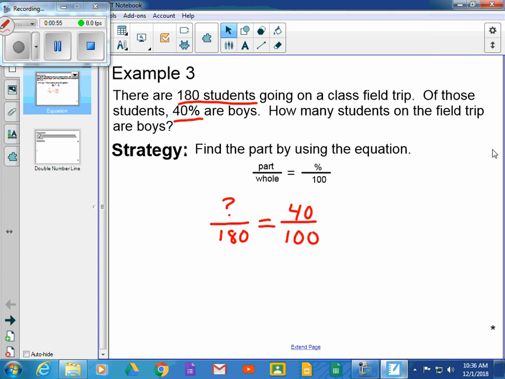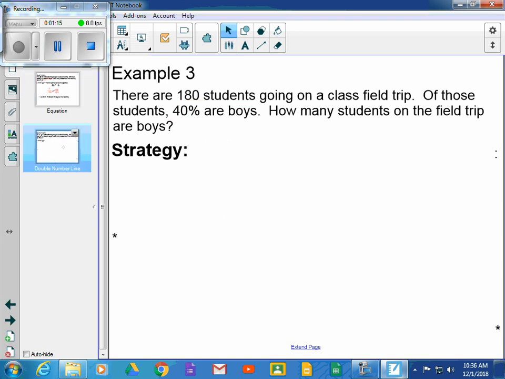So once again, I'm going to cross multiply and divide: 180 times 40, then divide by 100, and that equals 72. That tells me there's going to be 72 boys on the field trip. Now the other strategy is to use a double number line.